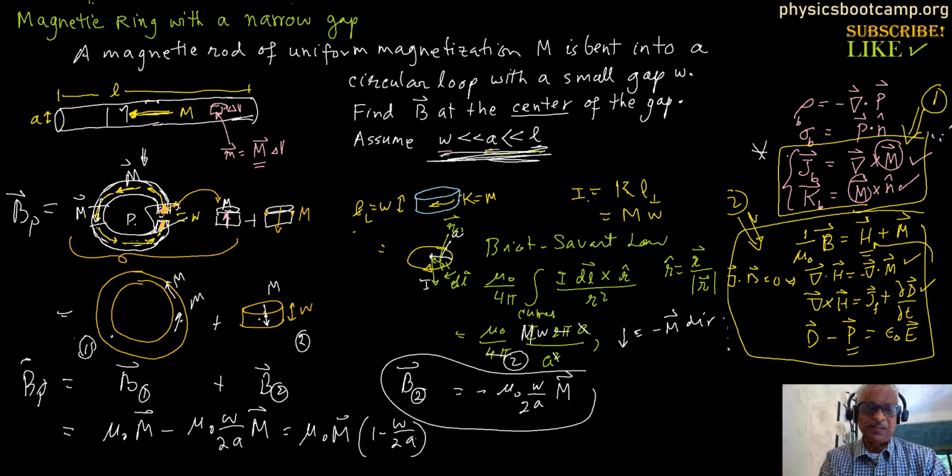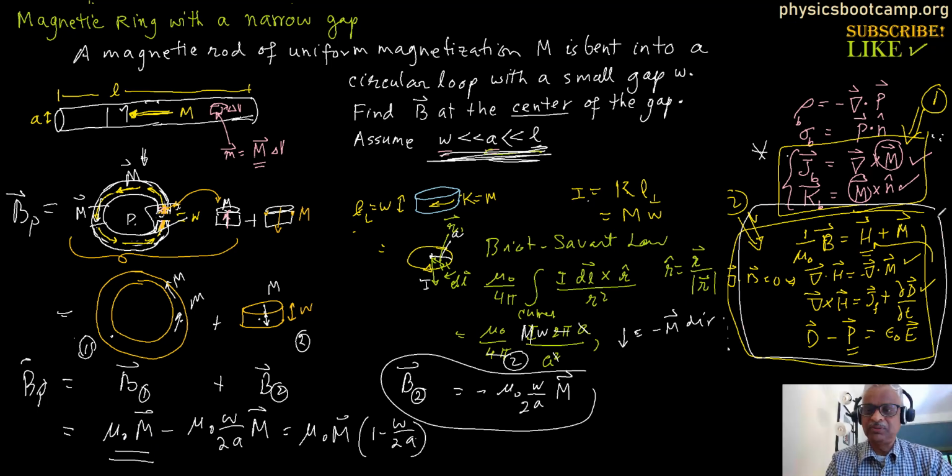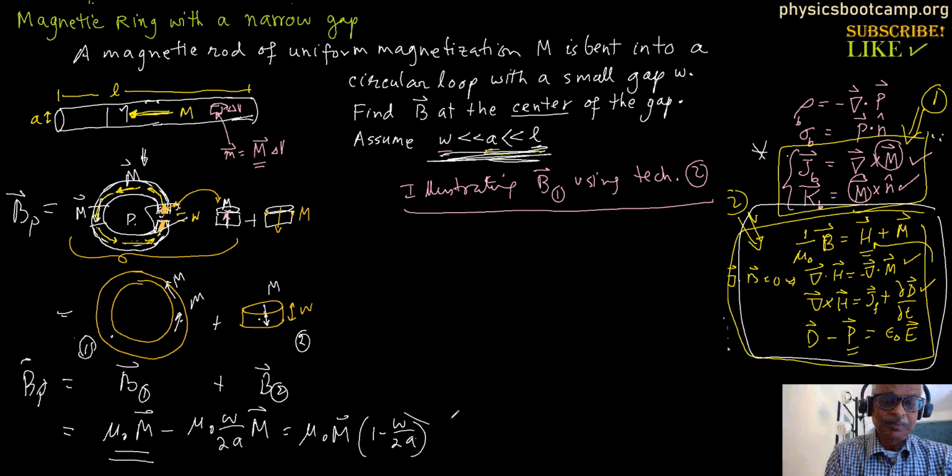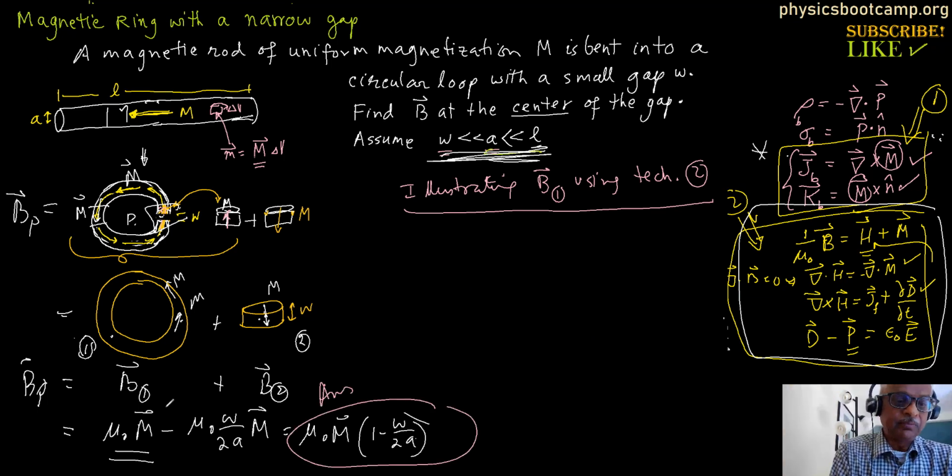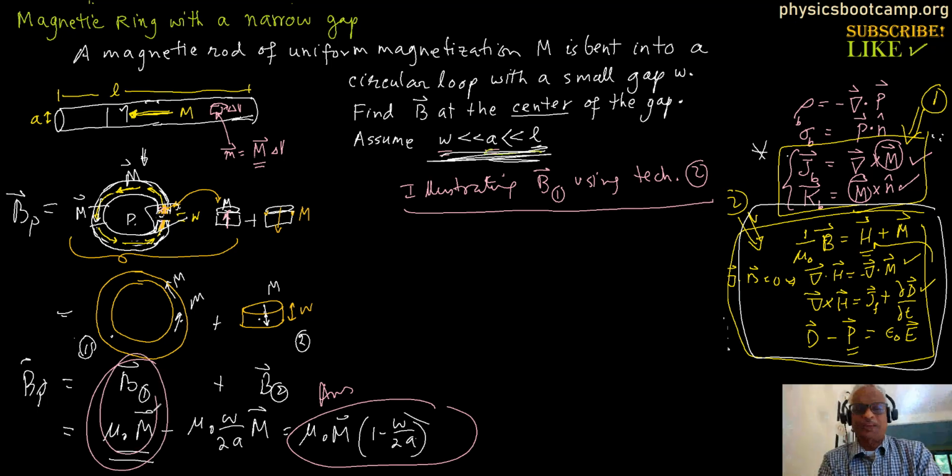How do we get this thing using a second technique? This is very easy actually, and I will illustrate B1 using the second technique. Okay, so this is our answer, and we did it the hard way. We did the torus and Ampere's law. It's very easy to do it the other way.